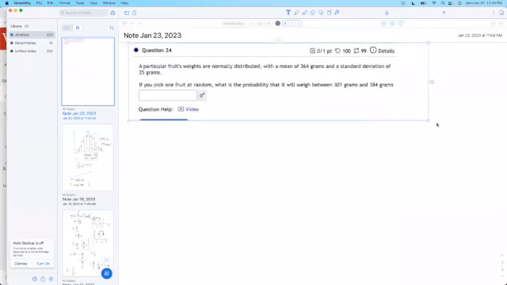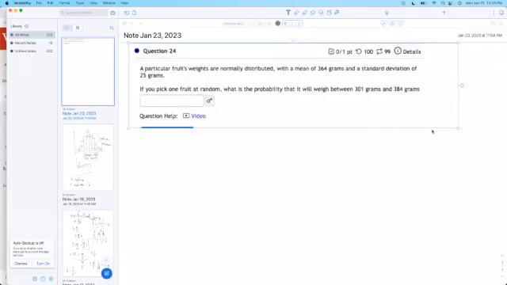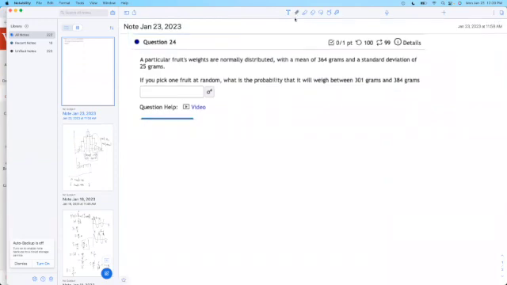Okay, first thing we do, of course, is read the question. So we're talking about a normal distribution here. So we're going to have a bell curve. Let's write down what it is we're talking about. What are we even modeling?